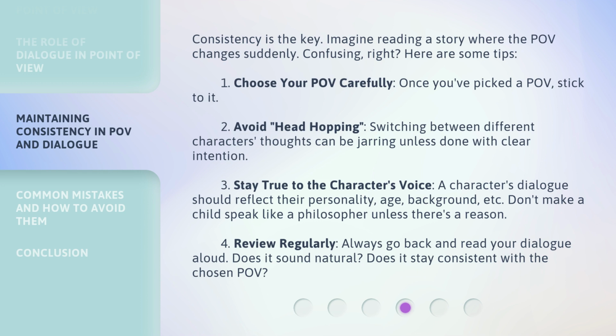3. Stay true to the character's voice. A character's dialogue should reflect their personality, age, background, etc. Don't make a child speak like a philosopher unless there's a reason. 4. Review regularly. Always go back and read your dialogue aloud. Does it sound natural? Does it stay consistent with the chosen POV?